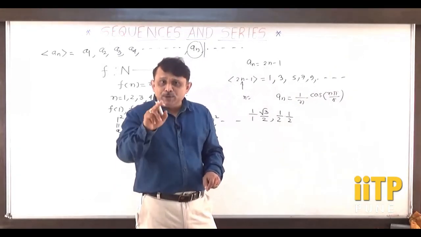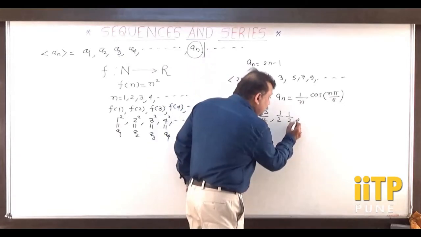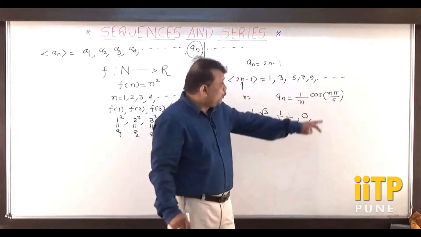So cos pi by 2 is known to be 0. So 0 multiplied by 1 by 3 is 0. So the third term of the sequence is what? 0. If I want to find the fourth term, let us put n equal to what?